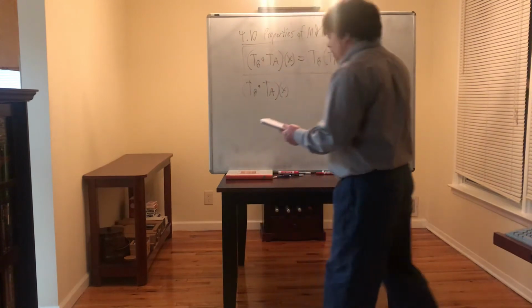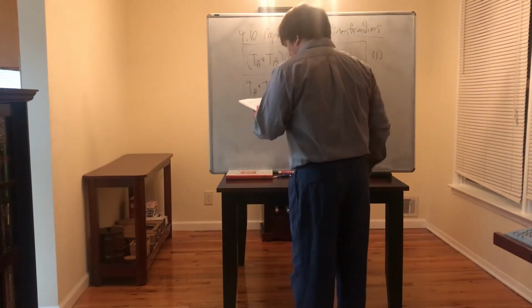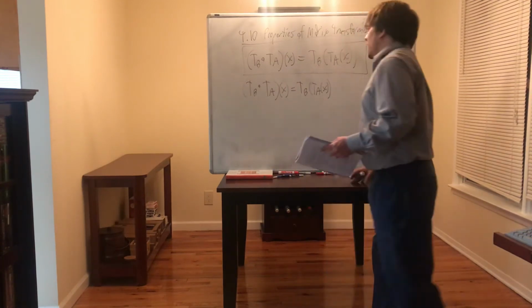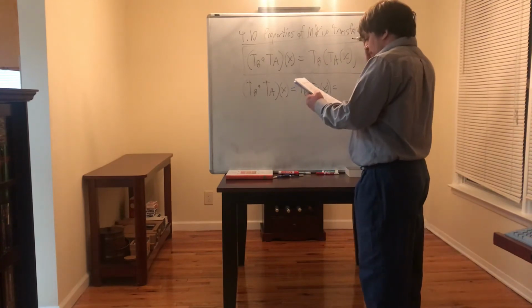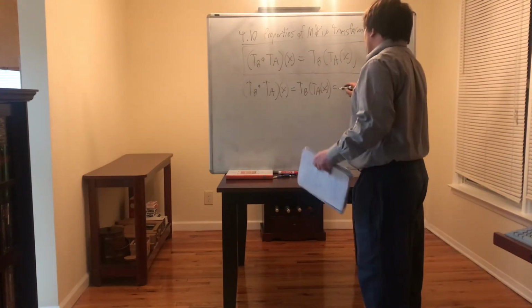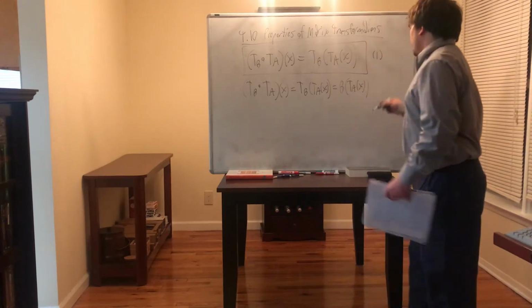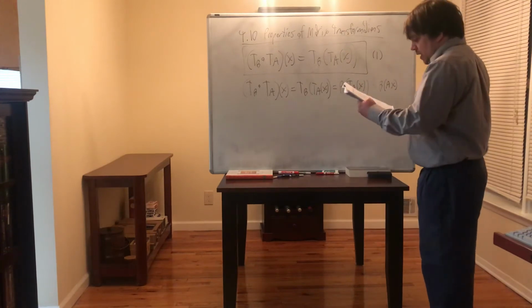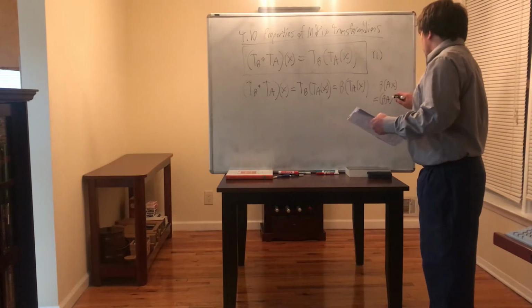Okay, so T sub B composed with T sub A of X is equal to T sub B of T sub A of X. But T sub A of X is left multiplication by A. So T sub B is left multiplication by B. So this is B of T sub A of X. T sub A of X is left multiplication by A. So this is B times AX. And this is equal to BA times X.